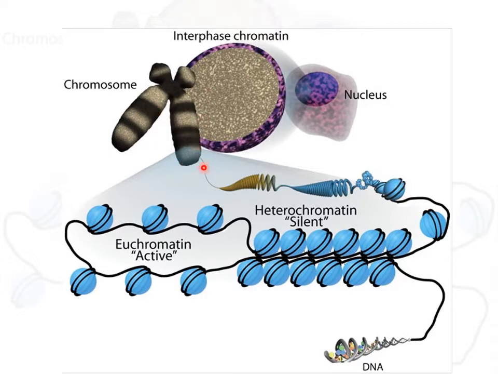When this chromosome is extended, we can see the appearance of heterochromatin and euchromatin regions. The heterochromatin shows the densely packed regions, whereas the euchromatin shows the loosely packed regions.